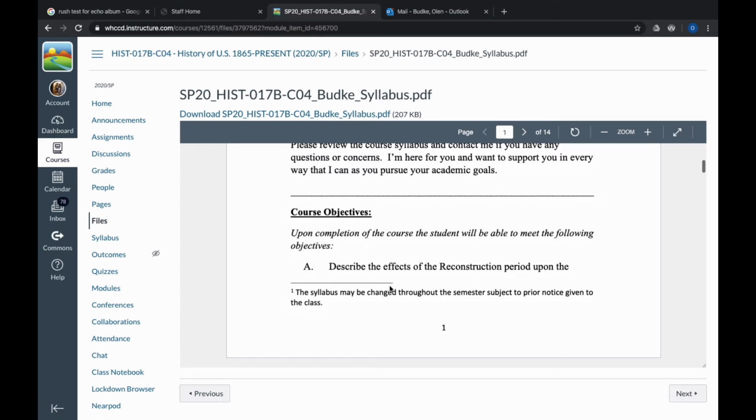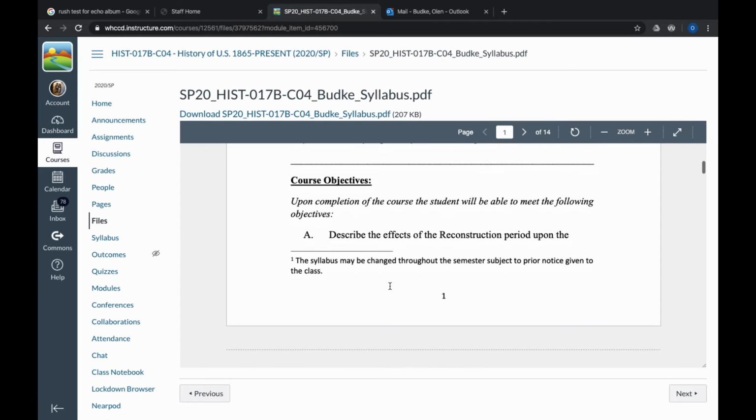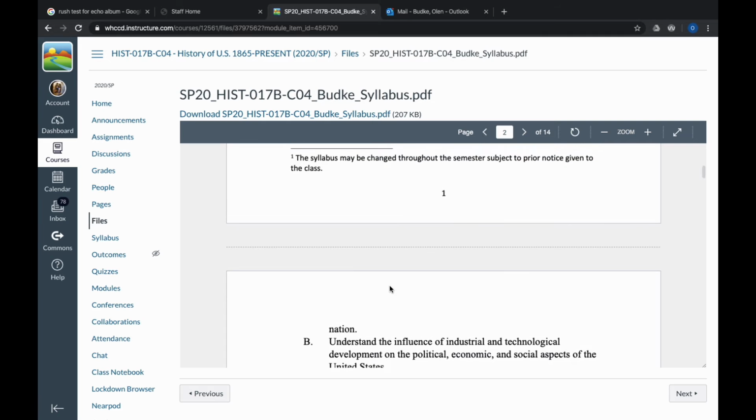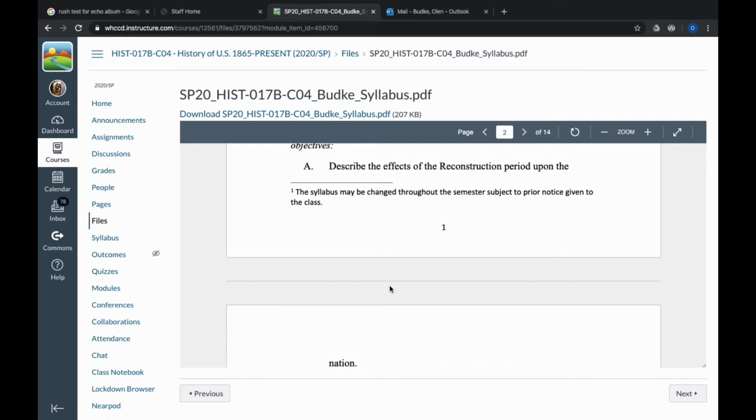All right. Number one in the course objectives, describe the effects of the Reconstruction period upon the nation. The Reconstruction period is a period of roughly 12 years from 1865 to 1877. It's what you're reading about in chapter 22. So this is where we kick off our course.